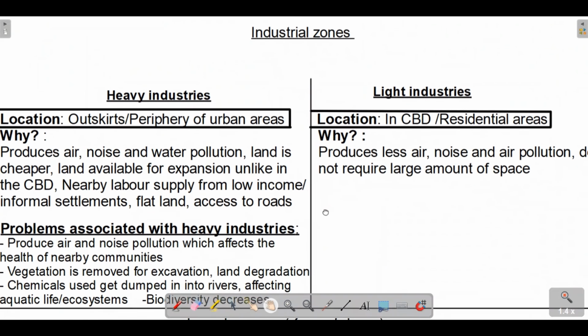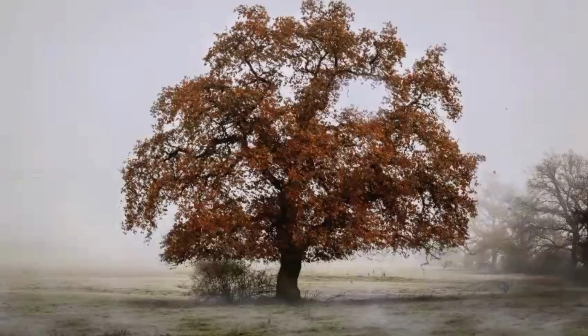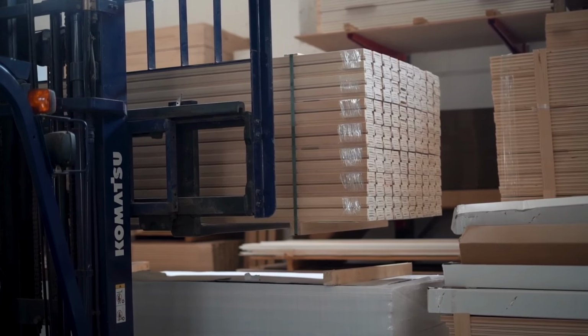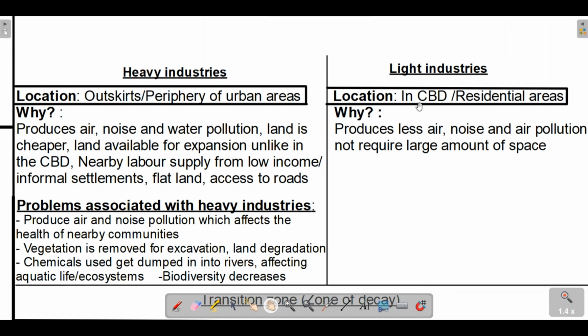Right, so we have areas that are allocated for industrial activities. Remember, industries, that is where processing occurs, right? That is where the raw materials are being processed into finished goods. Okay. And we actually have two types of these. We have heavy industries and light industries. I think we did cover these.